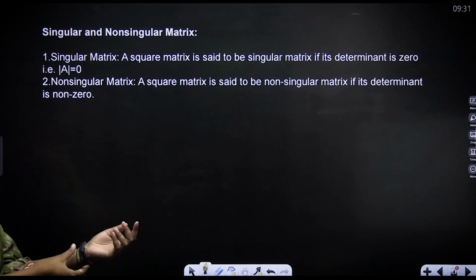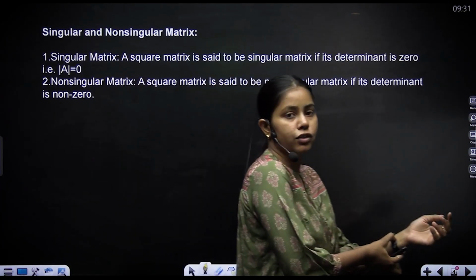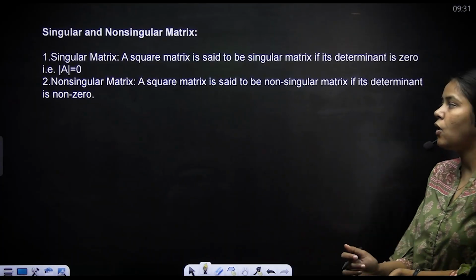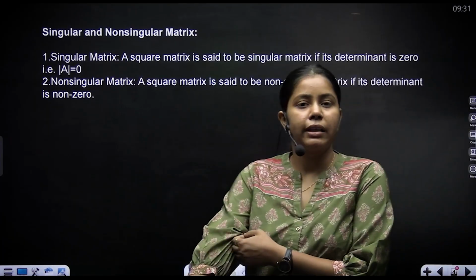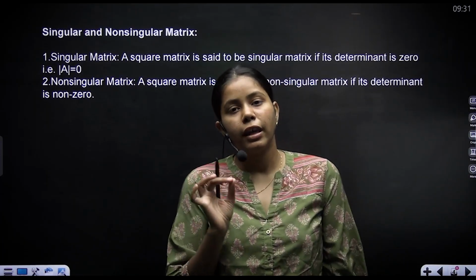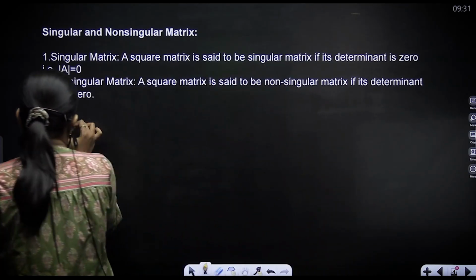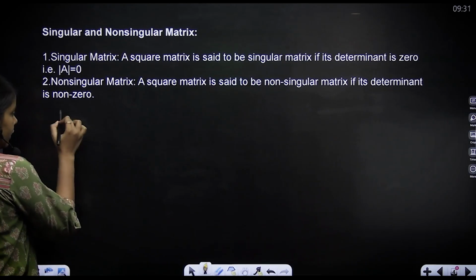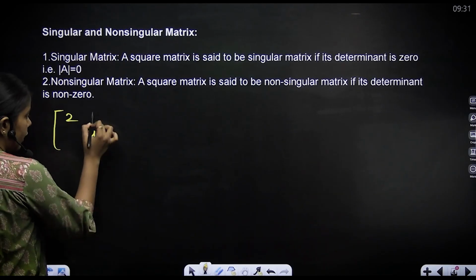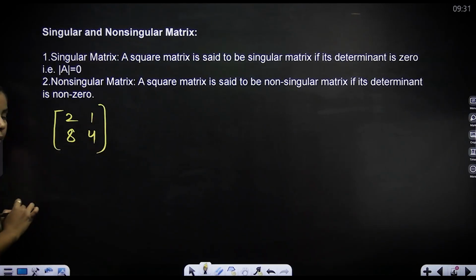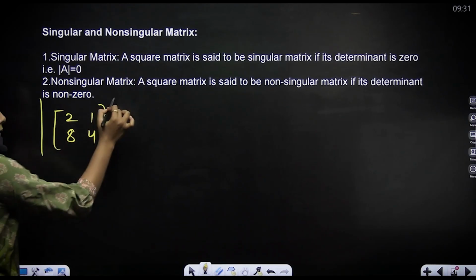Okay, we'll see the question later, but before that we have a definition of a singular matrix and a non-singular matrix. A square matrix is said to be singular if the determinant of the matrix is 0. So let's suppose we have this matrix 2, 4 and 1, 8. If I find out the determinant here, what would it be?